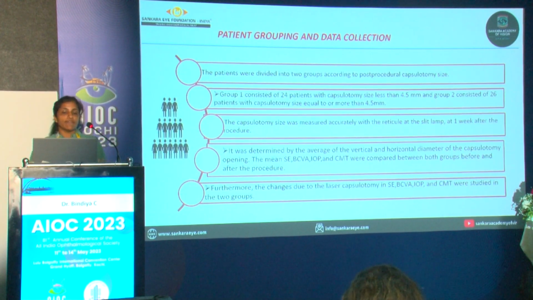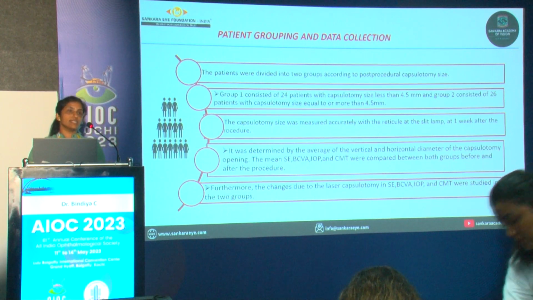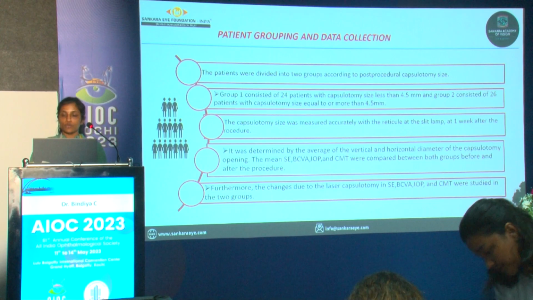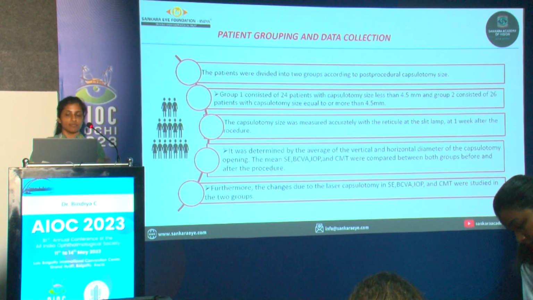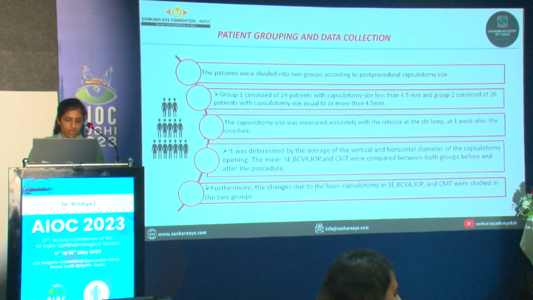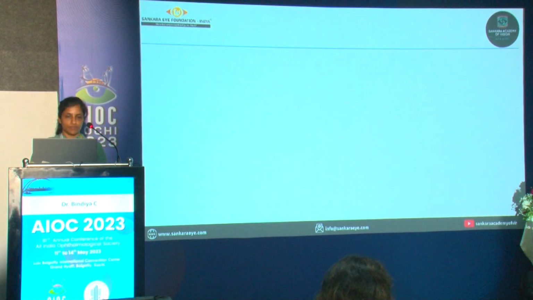Patients were basically divided into two groups. Group 1 consists of 24 patients with capsulotomy size less than 4.5, and Group 2 consists of 26 patients with capsulotomy size greater than 4.5. And after that, the changes due to laser capsulotomy in spherical equivalent, BCVA, IOP, and central macular thickness were studied.